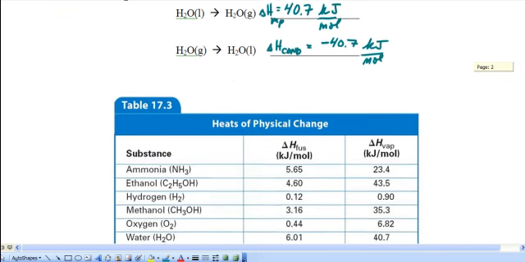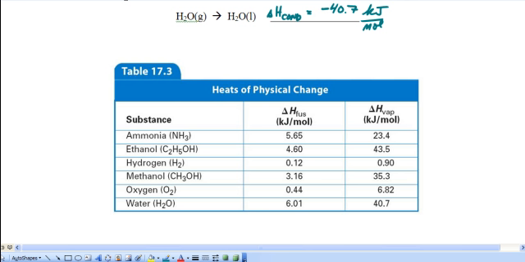Here's a bunch of different values for the heats of fusion and heats of vaporization, and notice that they do record them as heats of fusion and vaporization. I typically don't see tables of heats of condensation or heats of solidification unless you have a particular application that always uses that. Typically, we're going to report it as heats of fusion and heats of vaporization. All right.